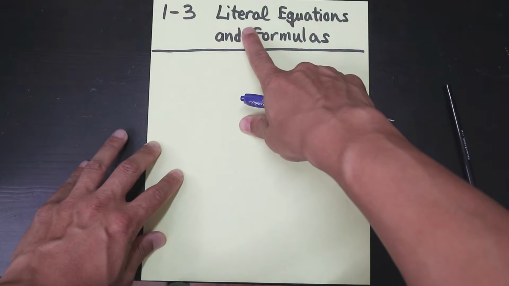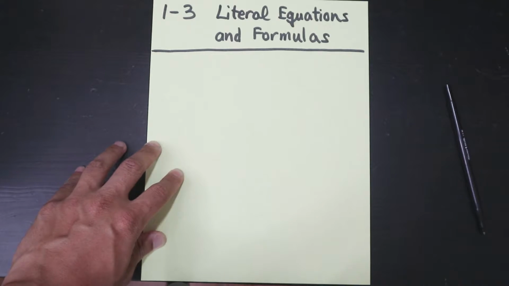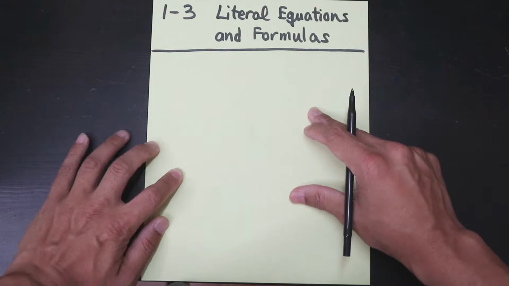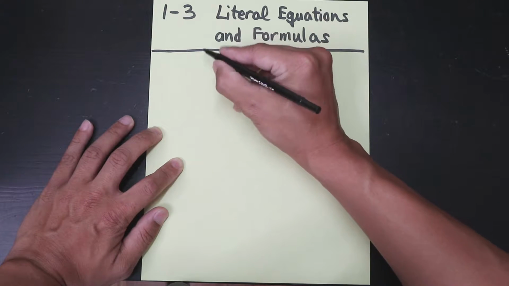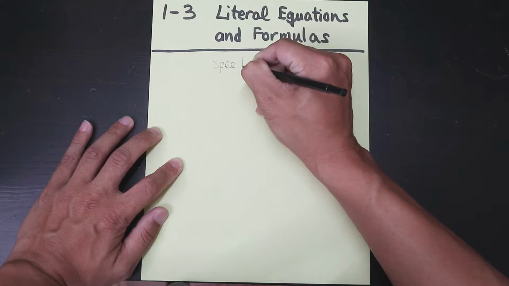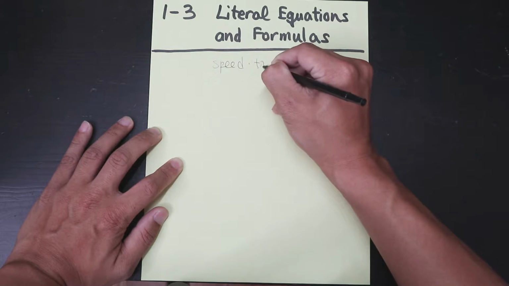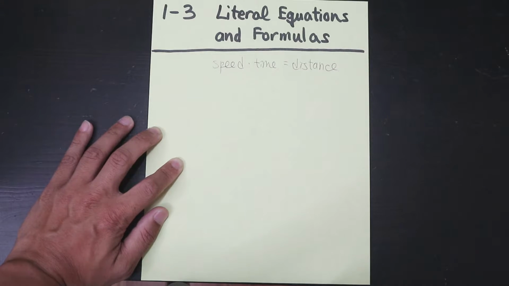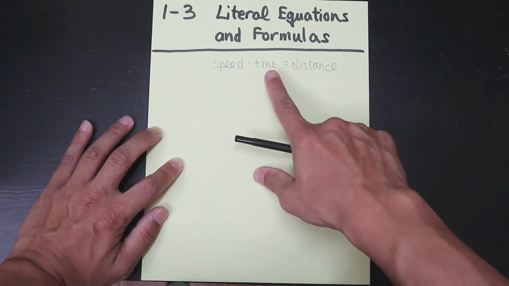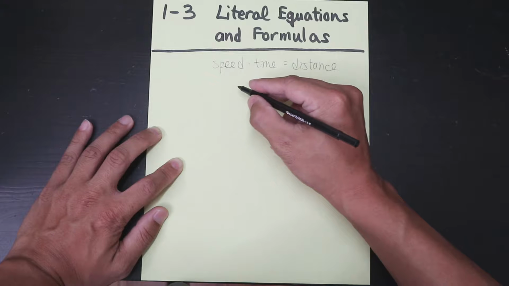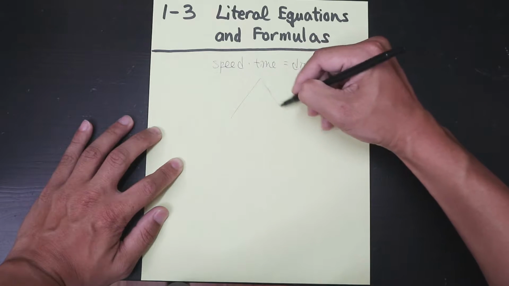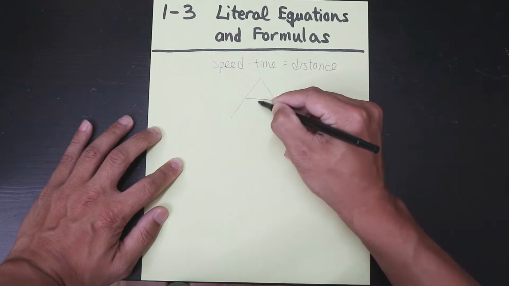First, I have to tell you what literal equations are. In the past, you learned a lot of formulas in elementary school. For example, in science class, you probably learned that speed multiplied by time is equal to distance. Okay, and there are many ways to express the relationship between speed, time, and distance. I think one strategy is to draw something called a speed triangle, like this.